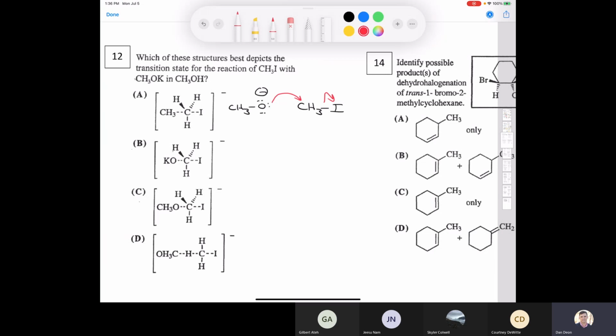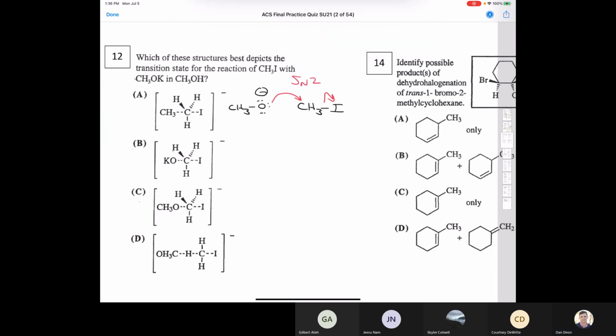But anyhow, what would my transition state look like? This is just a plain old SN2 reaction. Could anybody identify what would be the best representation of the transition state?